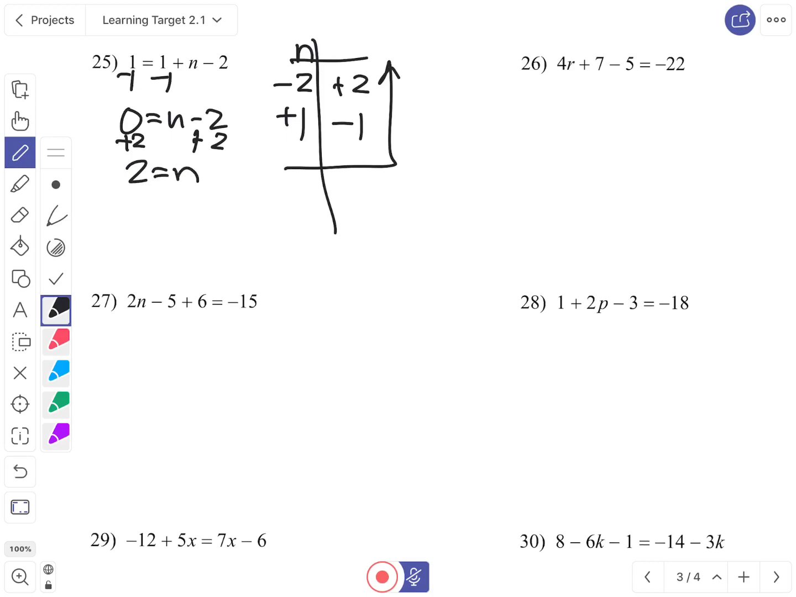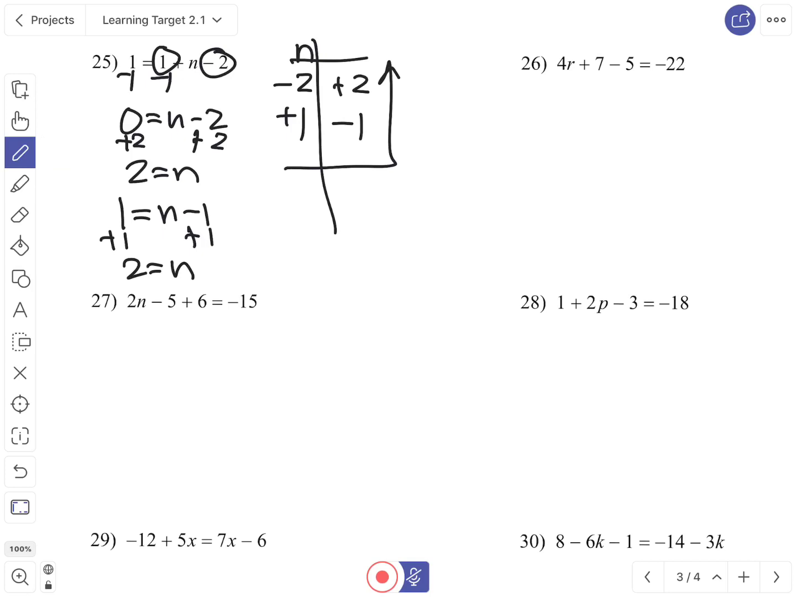We could also think of it in terms of, well, 1 and negative 2 can be combined, giving us n minus 1, because 1 minus 2 is negative 1. Then I would just add 1 to get 2 equals n. Okay, so it kind of depends. With the more complex ones, you're really just simplifying here. So if I'm using this, I would simplify first.